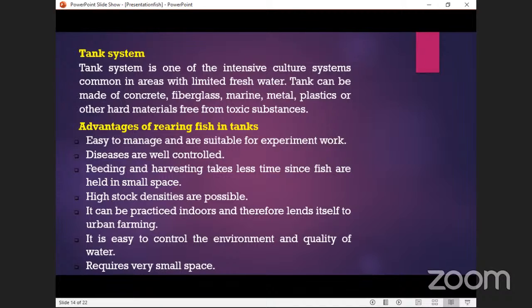It can be practiced indoors and therefore lends itself to urban farming. You can practice it even in urban areas, in town. Put it inside your enclosed gate, you can either put it on your rooftop, or you can put it behind the yard.